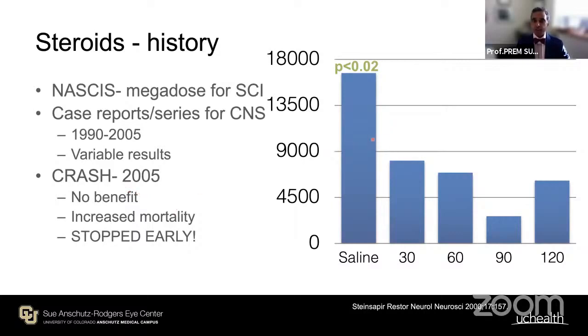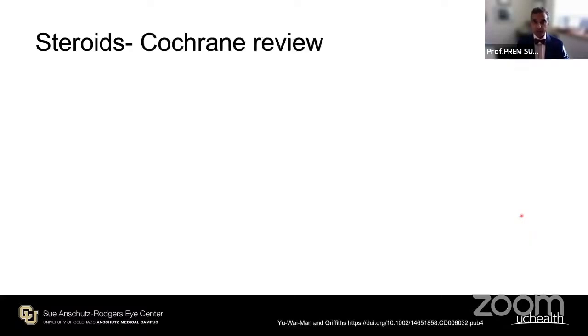This graph on the right is not from CRASH. This graph on the right is from animal studies of a crush injury traumatic optic neuropathy, where animals were given either saline or this megadose of steroid. Who did best? The ones who were given saline. Megadose steroid actually seemed to make retinal ganglion cell survival worse. So steroids may not only be unhelpful, they may be harmful when given at mega doses. We still don't know about the 1 gram per day.